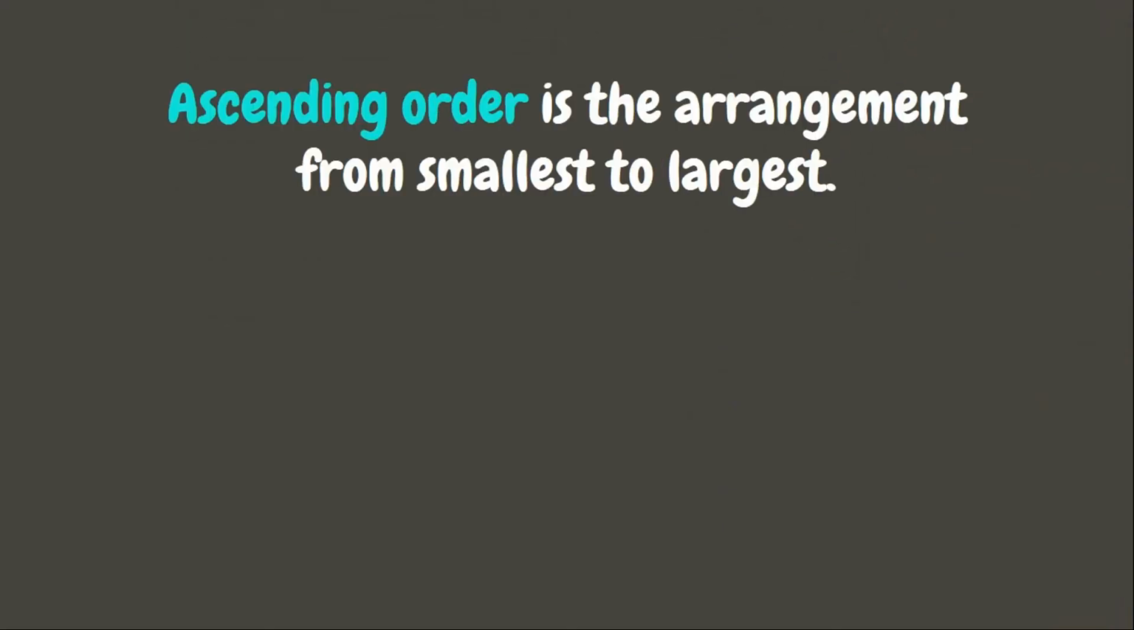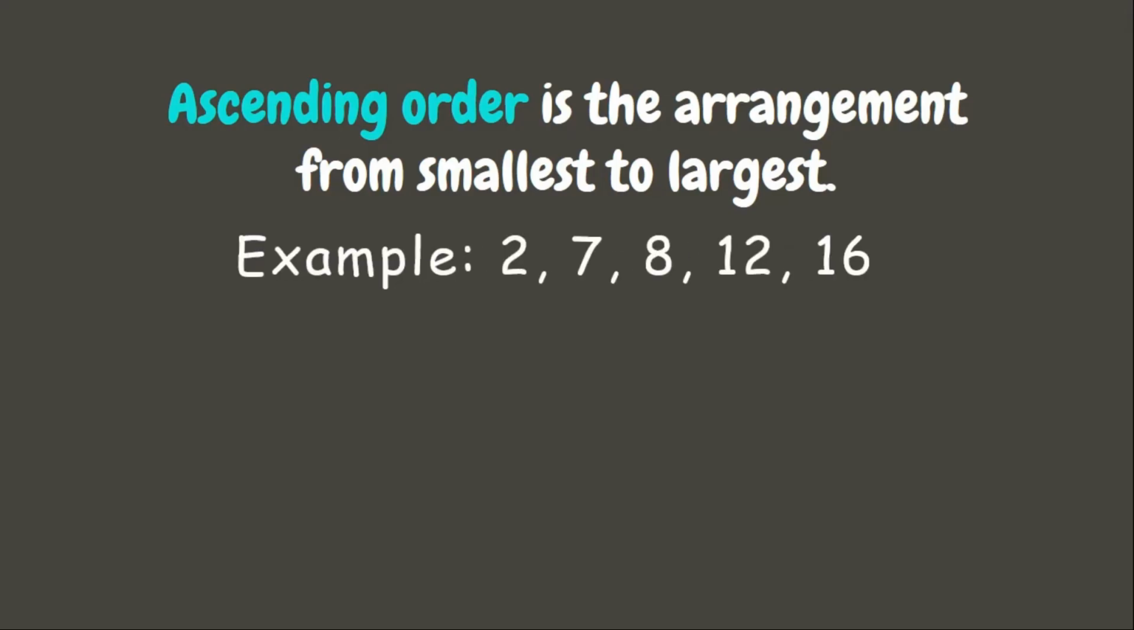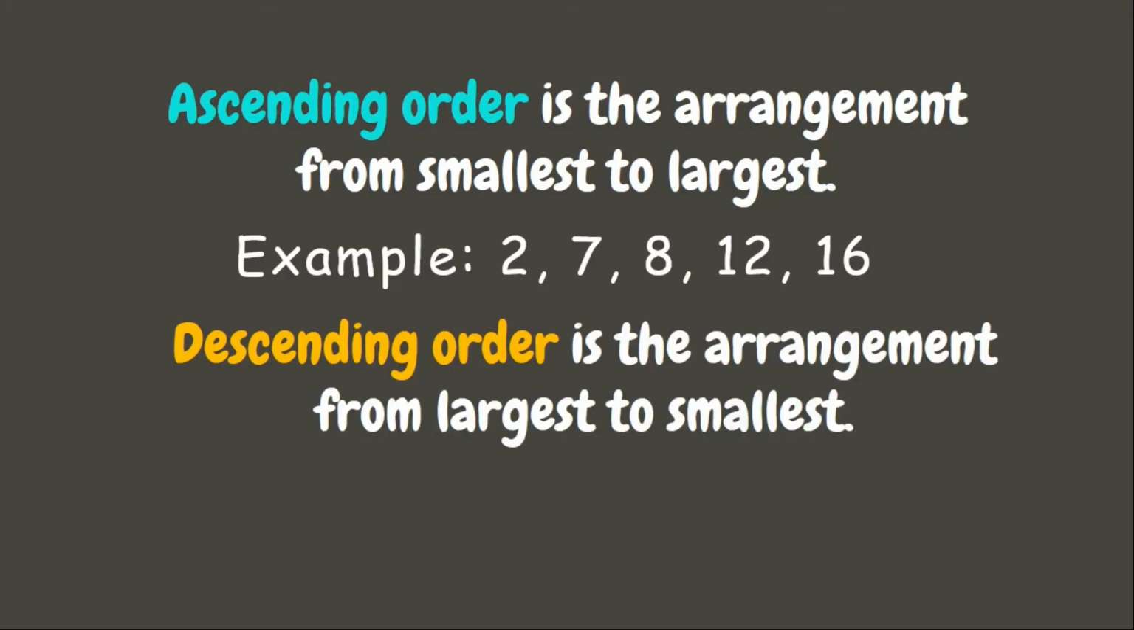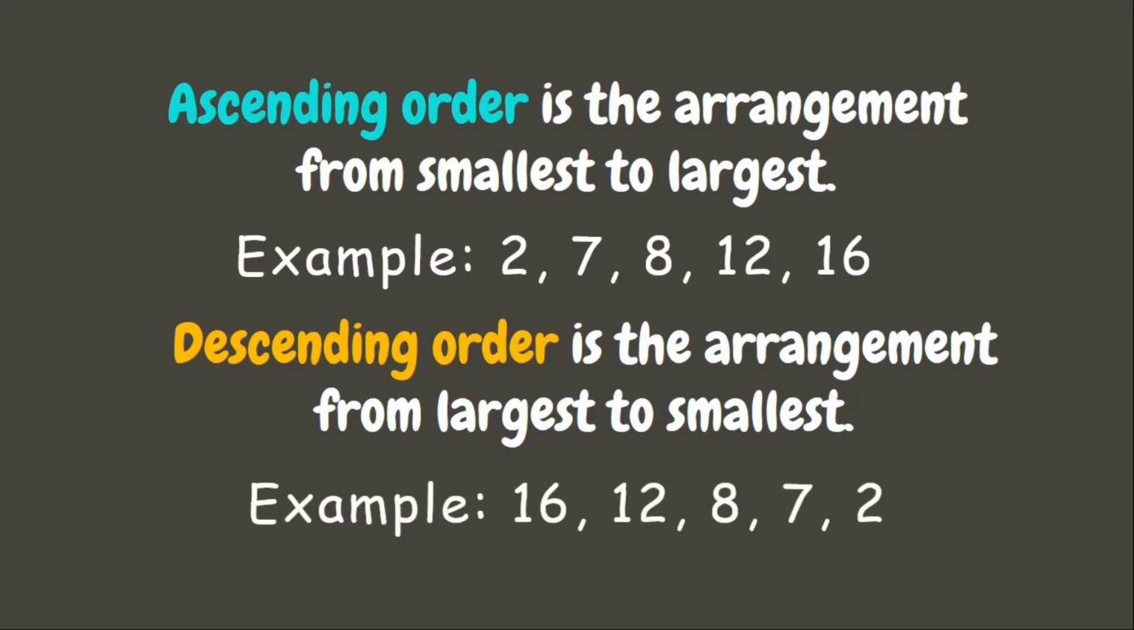When we say ascending order, it is the arrangement of numbers or integers from smallest to largest. For example, we have 2, 7, 8, 12, and 16. And as you can see, they are arranged from smallest to largest. On the other hand, when we say descending order, it is the opposite of ascending order. It means we need to arrange the numbers or integers from largest to smallest. For example, we have 16, 12, 8, 7, and 2. They are arranged from largest to smallest.